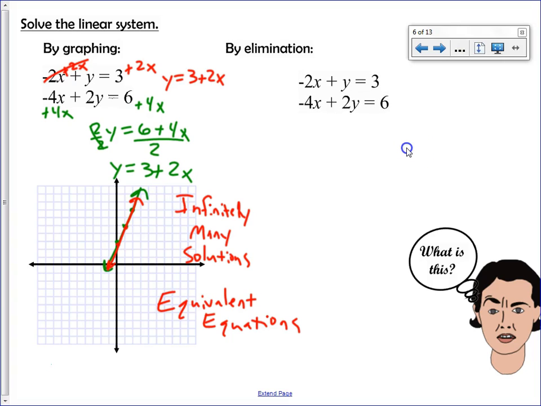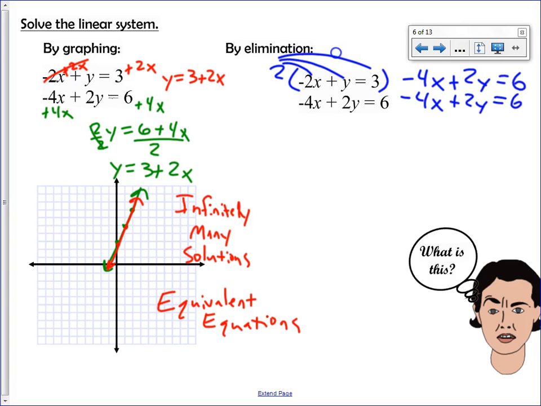Well, when I eliminate, in this case, notice that the x's are different and the y's are different. So a step that I need to do in order to eliminate is I need to notice that in order to get the y's the same, I need to double the top equation. So let's double that equation. And now I have negative 4x plus 2y equals 6. Bottom equation, I still have negative 4x plus 2y equals 6. Didn't do anything to that one.